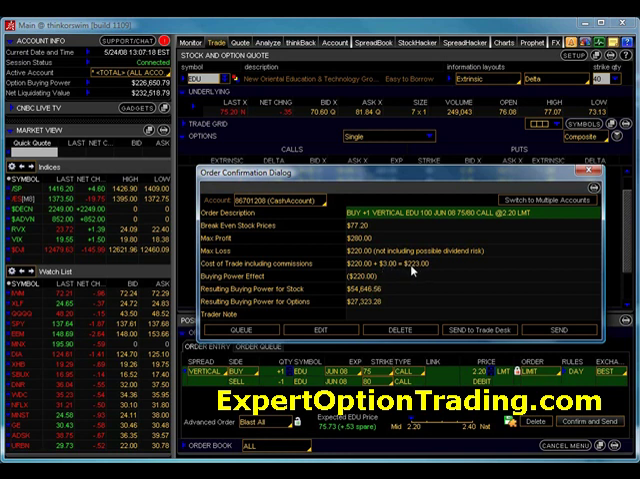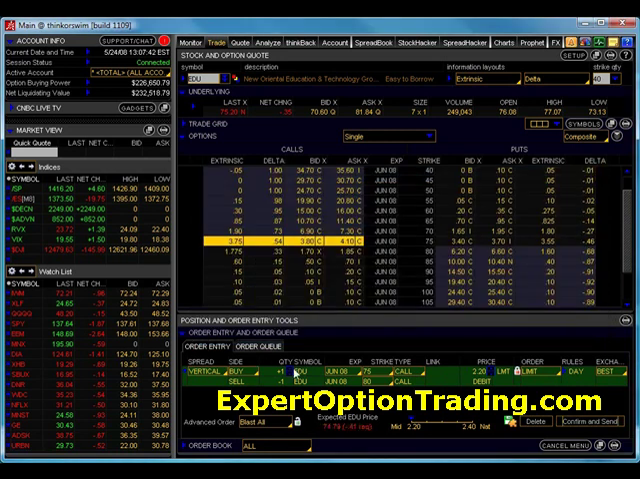So by trying to enter this order as a spread instead of individual orders of the options, it saved us $20 on this one order. Okay, that may not seem like a lot. However, if you enter enough of these orders over the period of a year, that $20 can add up very, very quickly. Let me give you an example. If you were to put a 10 lot on these, let's see what the difference in the price is.